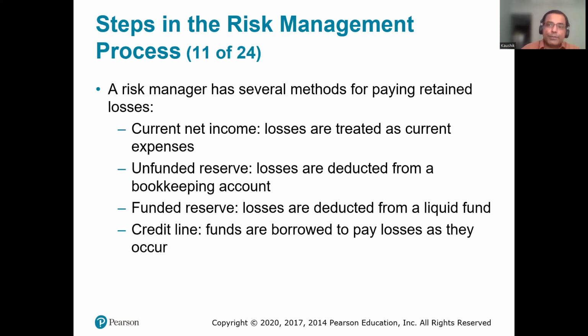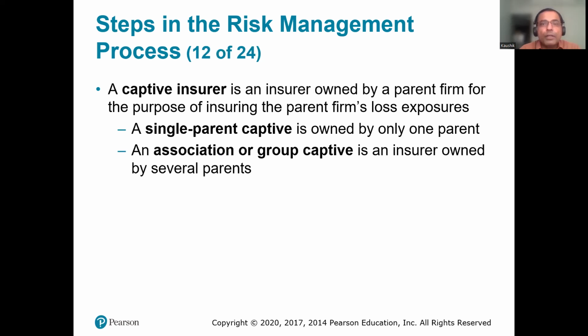So what are the different ways to pay out, because the company is absorbing some or all of the losses? The company can pay out treating the losses as current expenses. The company can also pay out from a dedicated account for the purpose of bookkeeping. The company can pay out from a dedicated reserve fund, or the company can pay out by borrowing from a credit line. So these are the different sources for paying out when loss occurs.